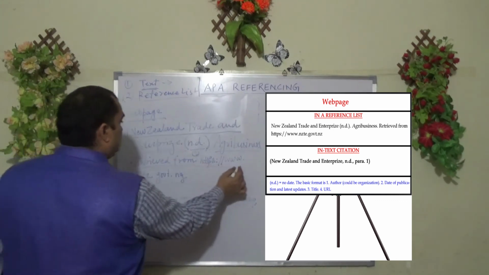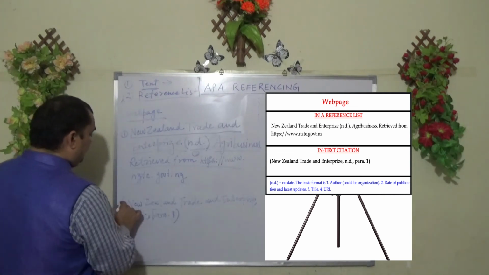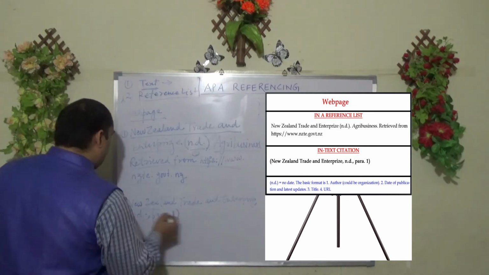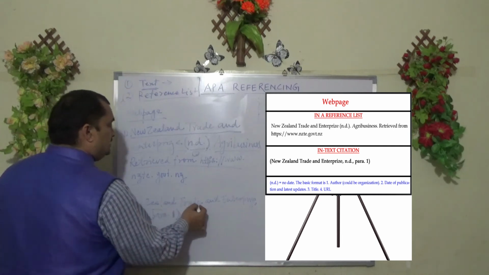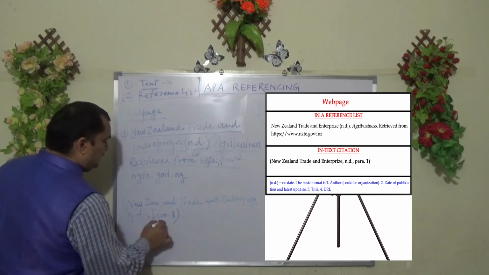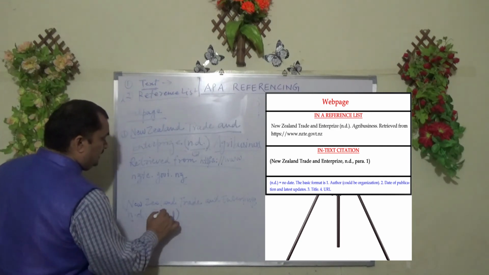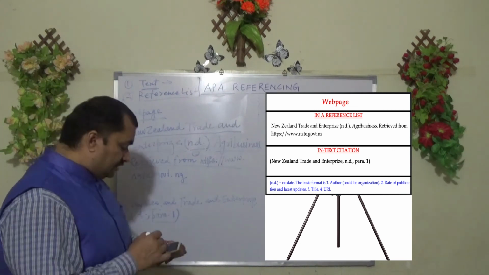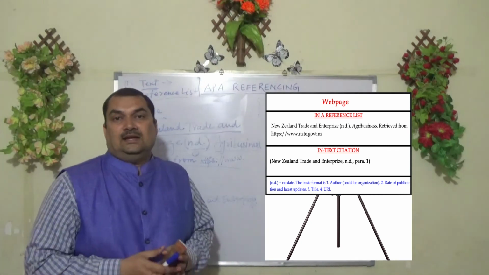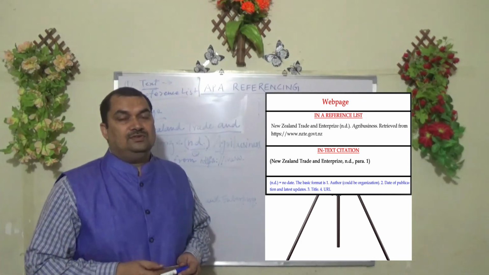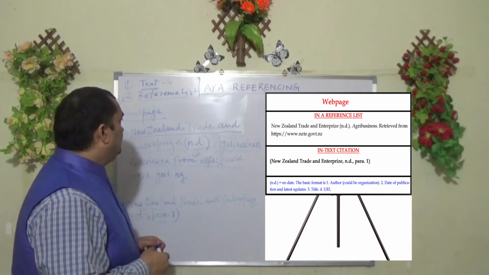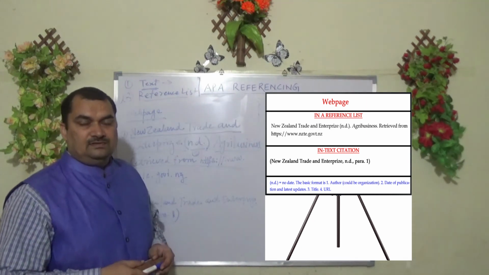So retrieved from, and the detail of the website. And the same way, you treat the organization as an author name while citing in the text: in brackets New Zealand Trade and Enterprise, comma, there is no date, so we write n.d., comma, and then from which paragraph it has been taken, para. 1, bracket close. So this way we deal with the web page of a website. If we collect any information from a website, we cite the information in our research proposal or research article, and also we add it in the reference list.